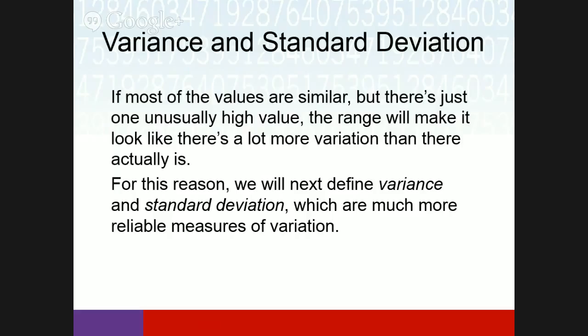If most of the values are similar, but there's just one unusually high value, the range will make it look like there's a lot more variance than there actually is. If I threw a tiny dog into that first list, it would not change the mean too much, but it would change the range a lot. So for that reason, range doesn't give us the best approximation of variance, because one outlier is going to throw off the range, right? Range is a quick and dirty way to find a measure of variance, but it's not too reliable because you could have one outlier.